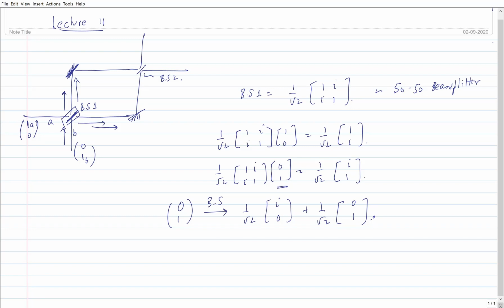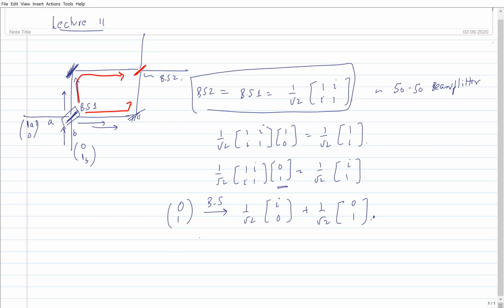Essentially, the mirrors are going to put a phase difference, but since it's a balanced Mach-Zehnder interferometer, both these paths, this path and this path, are going to acquire the same phase. That's not going to matter. So let's just consider beam splitter 2. What does it do? Essentially, the action of beam splitter 2 is exactly the same as beam splitter 1, given by this unitary matrix.